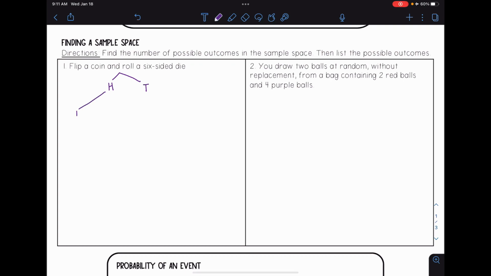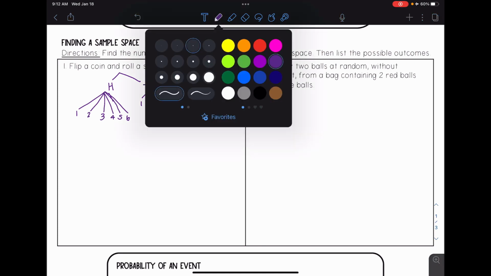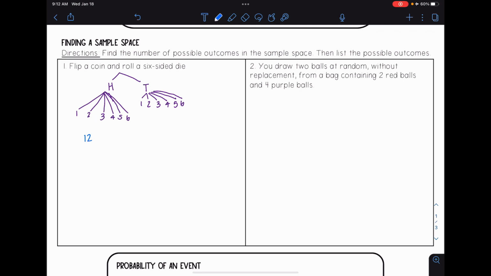I can either roll a 1, 2, 3, 4, 5, or 6. And then I have those same possible outcomes for tails. I could roll a 1, 2, 3, 4, 5, and 6. So looking at all of my possible outcomes then, I could have heads and 1 through 6 or tails and 1 through 6. So that means that there are a total of 12 possible outcomes.